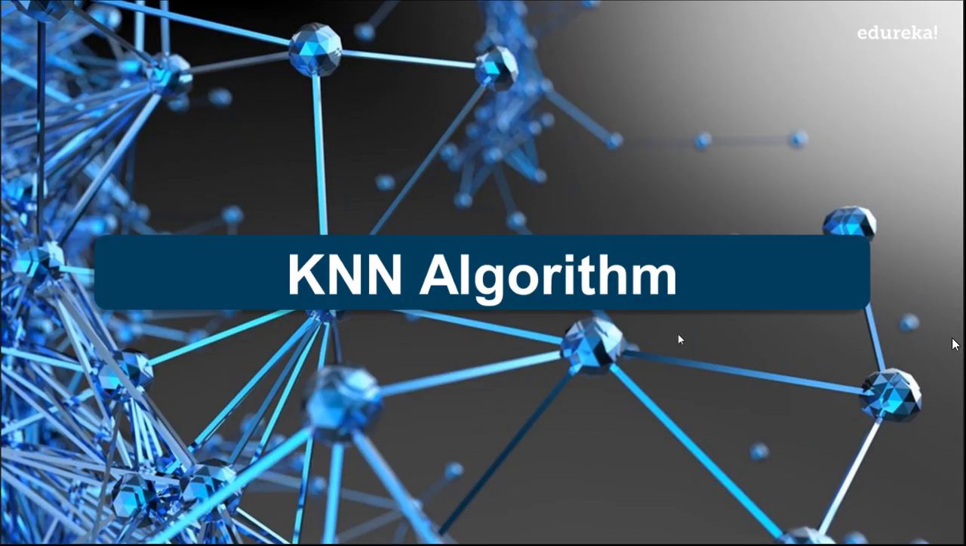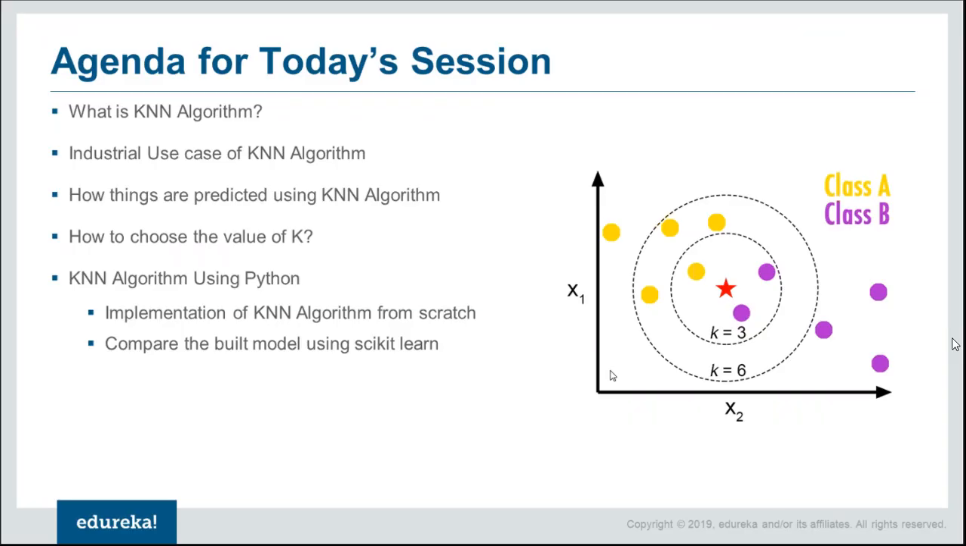So the KNN algorithm, or K nearest neighbor algorithm, you are going to see is one of the very easiest algorithms, and still it can give very good results in many cases. So we will see what the KNN algorithm is in today's class. Then we will see some use cases of the KNN algorithm, how it is being used in industries, and then how things are predicted using it. In KNN we have one term, K. We will see how we can choose K. And at the end, we will implement the KNN algorithm using the Python scikit-learn library.